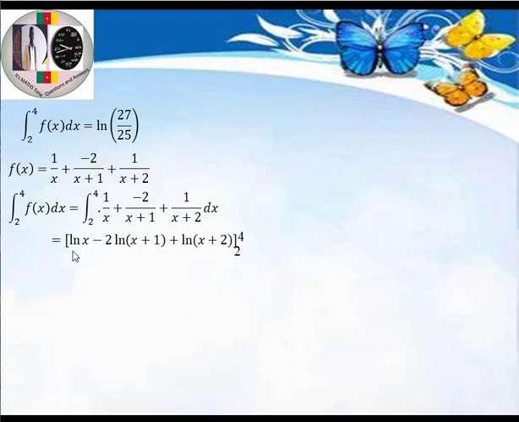What do we mean? Anywhere we see x, we'll put 4, minus, we go into this integrated form of the equation, and anywhere we see x, we put 2. So this will give us ln 4 minus 2 ln 4 plus 1 plus ln 4 plus 2, minus the lower limit: ln 2 minus 2 ln 2 plus 1 plus ln 2 plus 2. So we have ln 4 minus that.